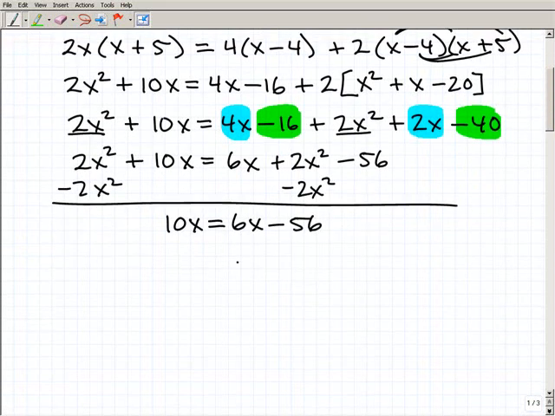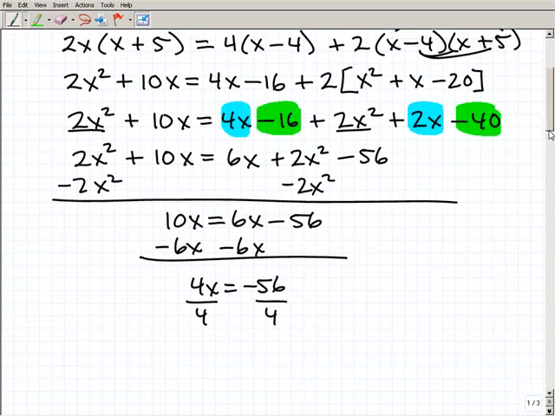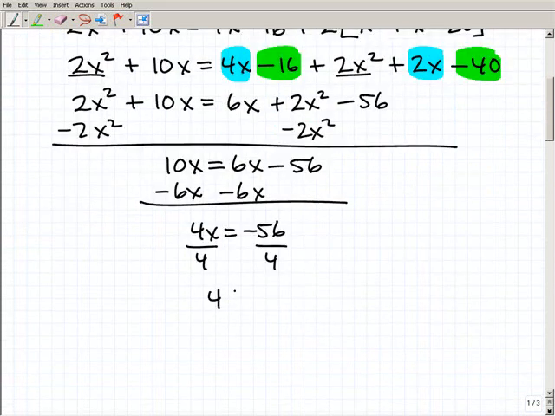And now this is getting to be really easy. I'm going to subtract 6x now from both sides of the equation. I get 4x equals negative 56. And then last but not least, I need to divide both sides of the equation by 4. And I get x is equal to negative 14.